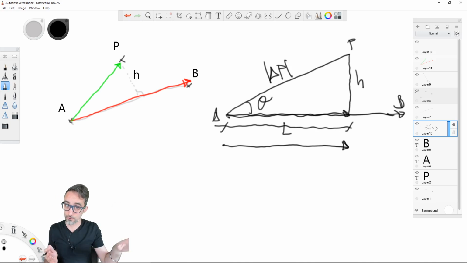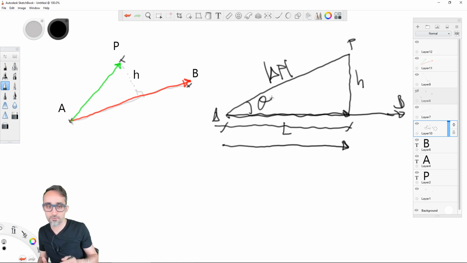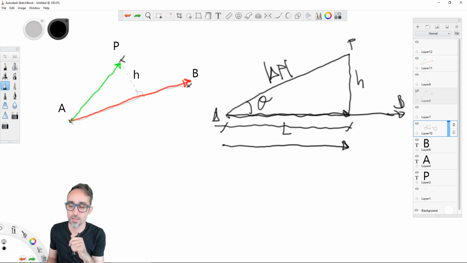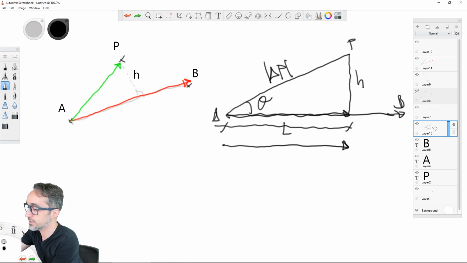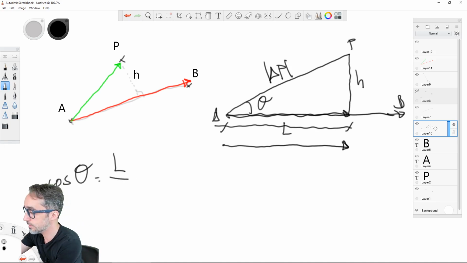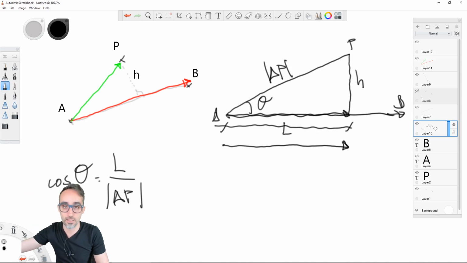We will do that for the other way of calculating. But for the first one, we're going to use the properties of the dot product. If you remember, I may link to a video somewhere here that describes that. The basic rules of trigonometry say that the cosine of this angle theta is going to be equal to L, the length of the projected vector that we don't really know yet, divided by this other side, the length of the vector AP, which we do know because we know all those points.